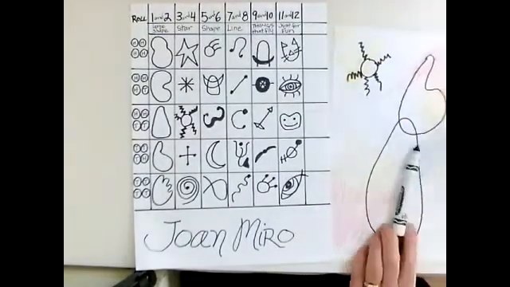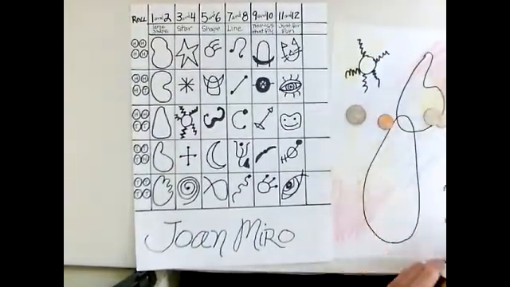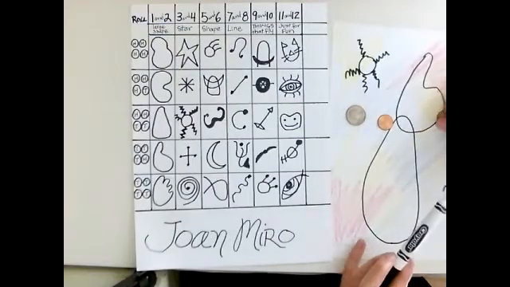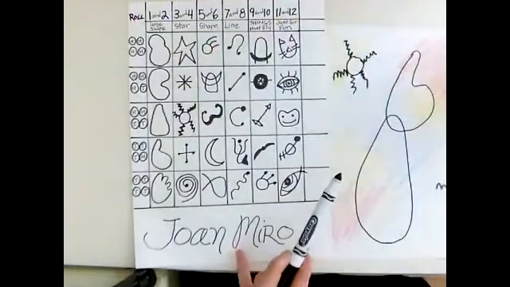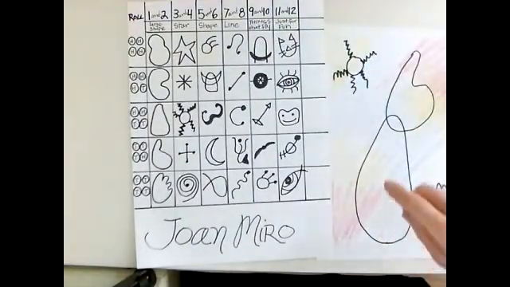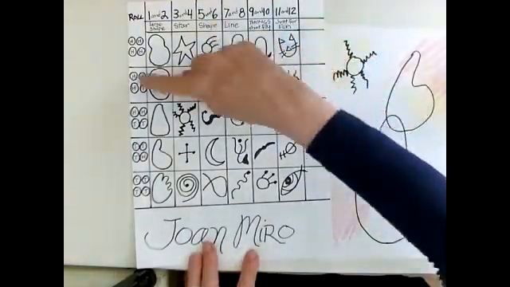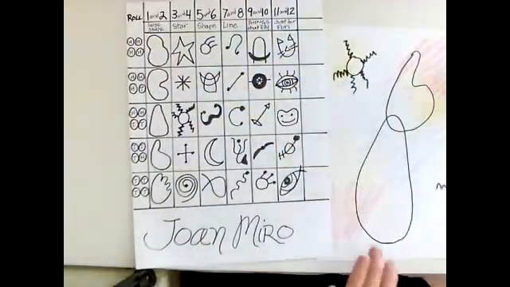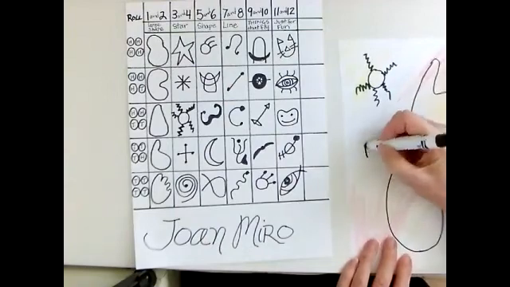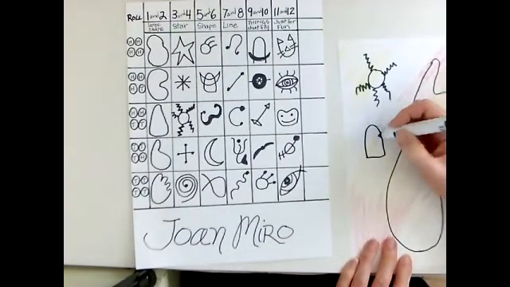All right, let's try again. We have 3 heads and a tail, and that's going to be this column for my 5th and 6th coin toss. So 3 heads and a tail is this interesting shape. So I'm going to put that right here.